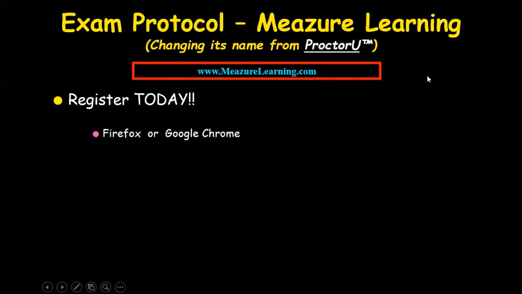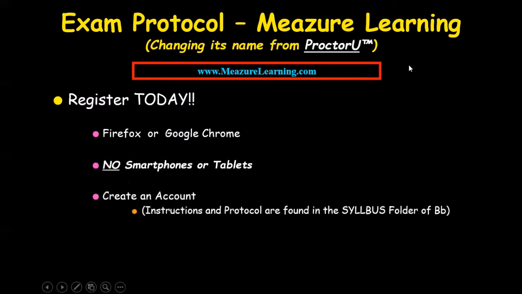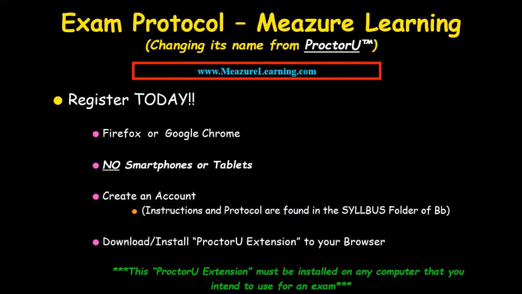You can only use Firefox or Google Chrome. We're on page 24 of the syllabus now. No smartphones or tablets can be used. You need to create this account. The instructions I already showed you on how to register are found in the syllabus and other documents folder of Blackboard. Do this today.